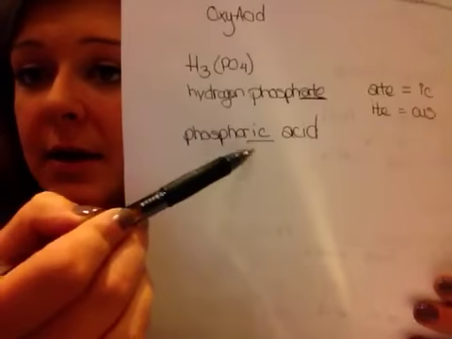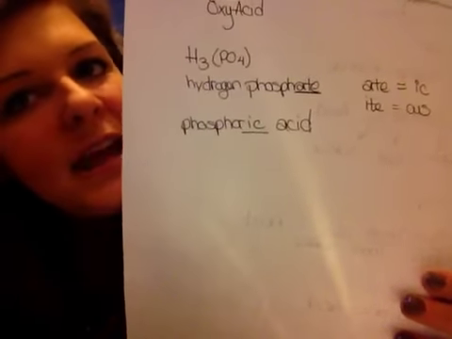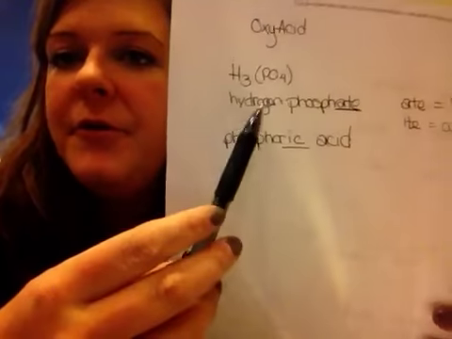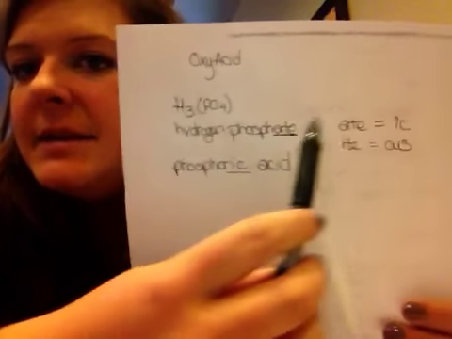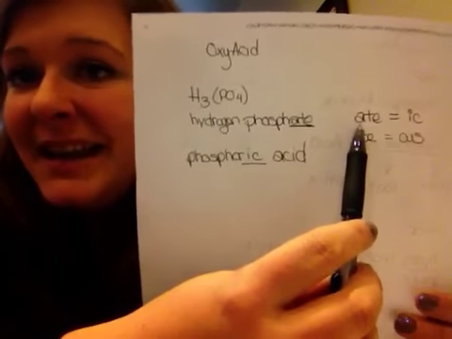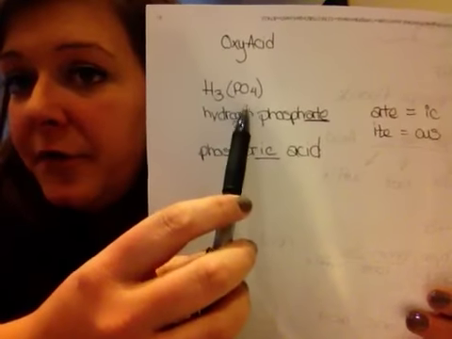So for example, we had hydrogen phosphate. I would change this to where I'm not going to include hydrogen or hydro. I'm just going to call this phosphoric acid. So I'm changing this PO4 from phosphate to phosphoric. This -ic tells me that the polyatomic ending is -ate, which tells me it's PO4.